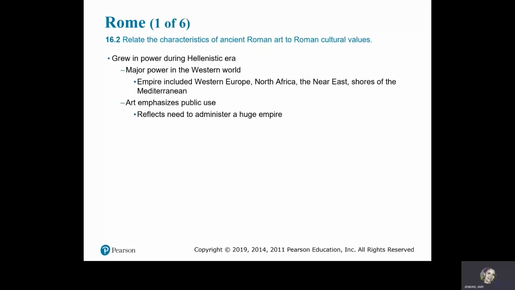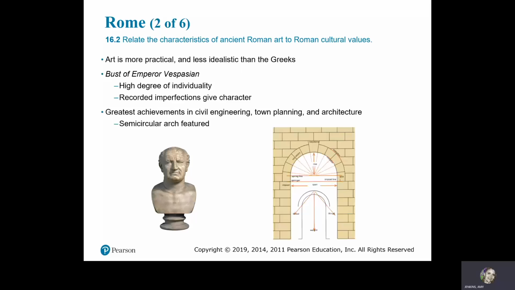Rome grew in power during the Hellenistic era. It's a major power in the Western world. Its empire included Western Europe, North Africa, the Near East, and shores of the Mediterranean. Roman art emphasizes public use. It reflects a need to administer a huge empire. Roman art is more practical and less idealistic than the Greeks'.